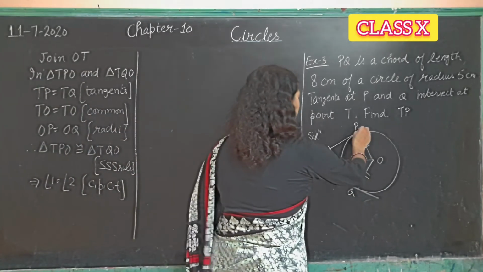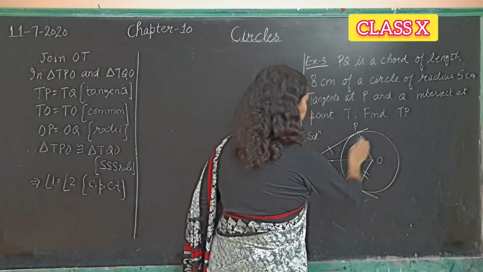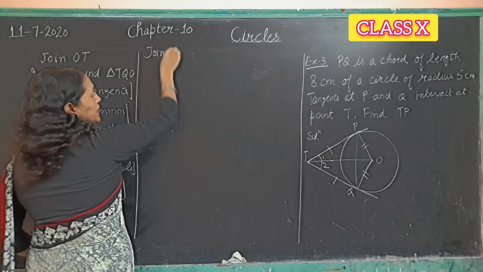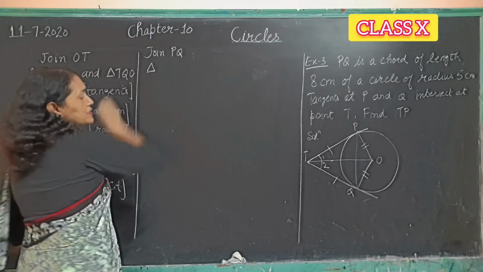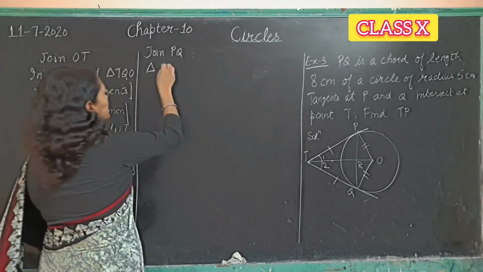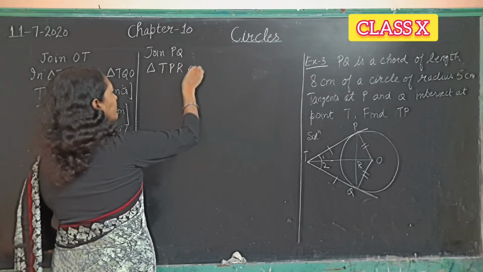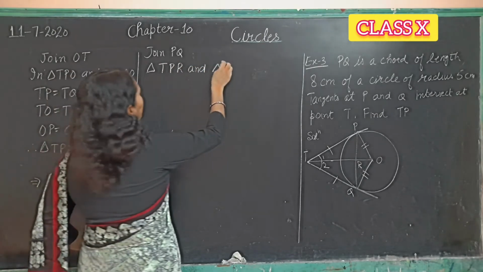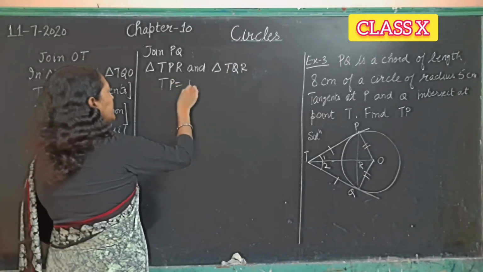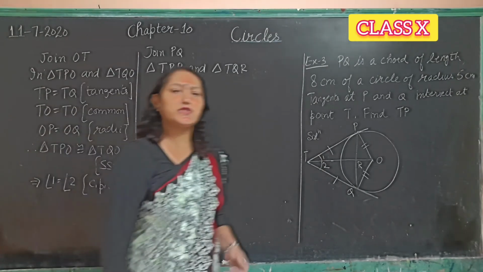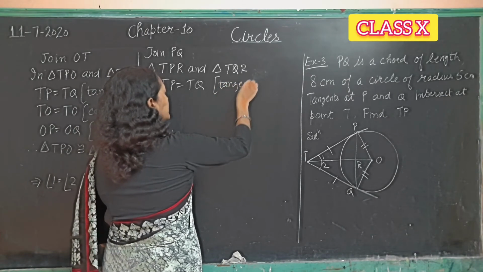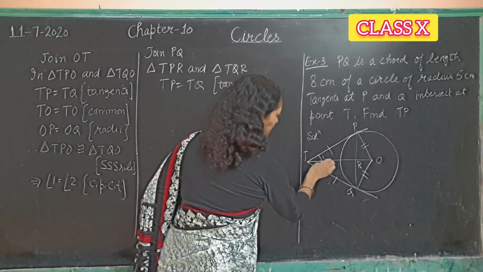Now join PQ, which is given to be 8 cm. If we join PQ and take triangles, let this point be R. Now if we take triangle TPR and triangle TQR, here again TP equals TQ. How? Tangents from the same external point. Then this TR is common.